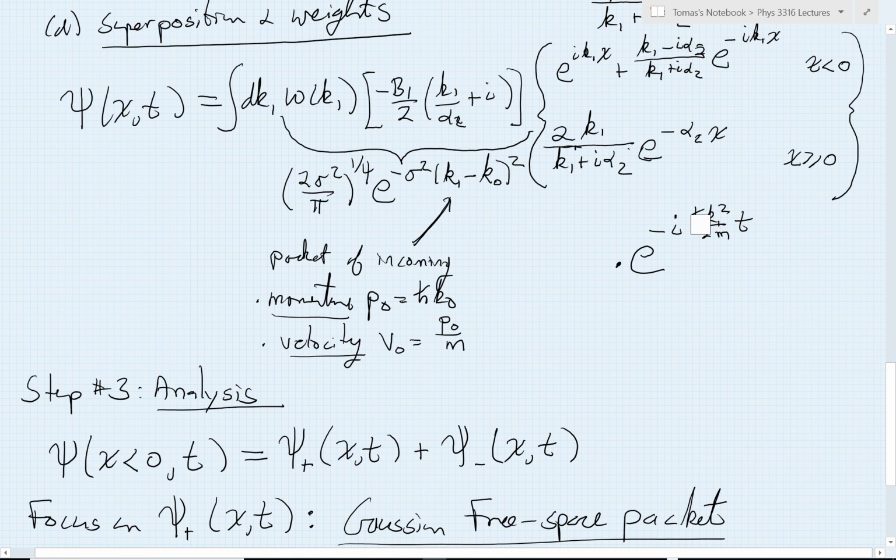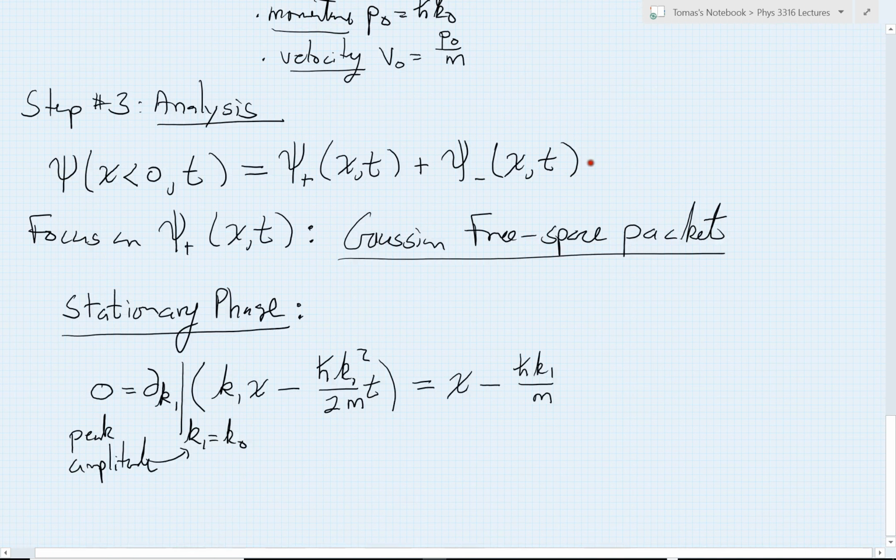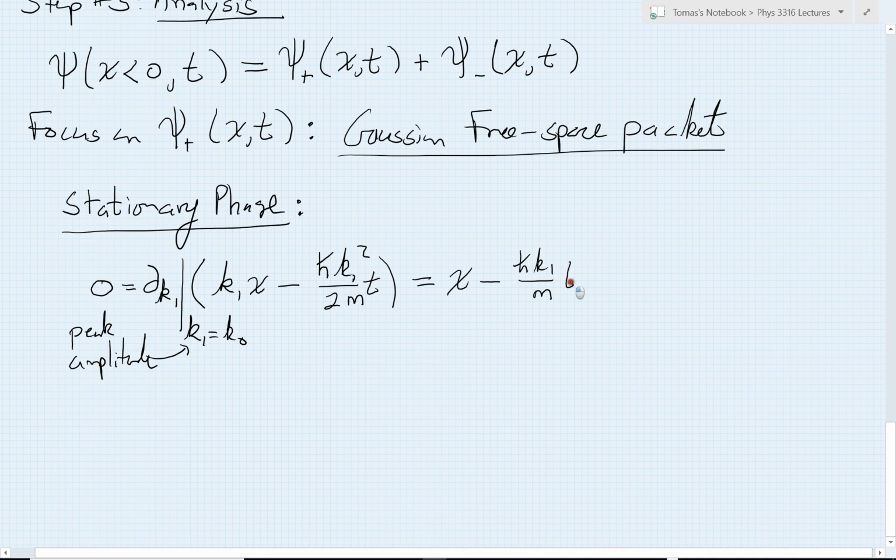The time-dependent part has this piece multiplied by t in the phase. Sorry about that. So that multiplies time t. But remember, this whole thing has to be evaluated at the peak of the amplitude, which occurs when k1 actually takes on the value k0. And this is easy to evaluate. I have x minus, so I substitute in k0 for k1. So I have ħ k0 divided by m times t. And this factor, very famously, ħ k0, that's just the incoming momentum p0, and then it's divided by m. And then finally, that is just what I thought my incoming velocity v0 should be.